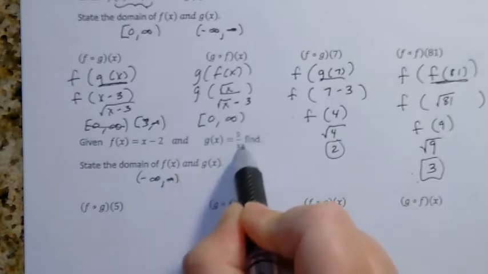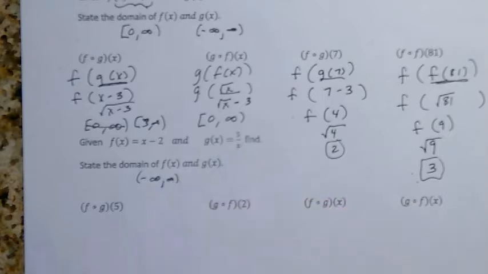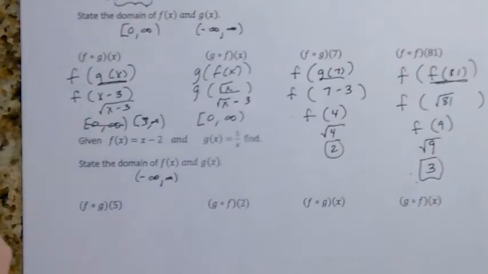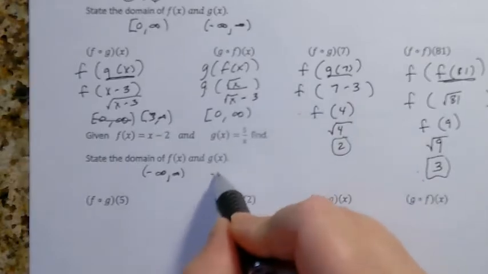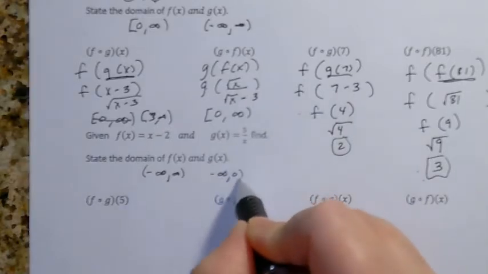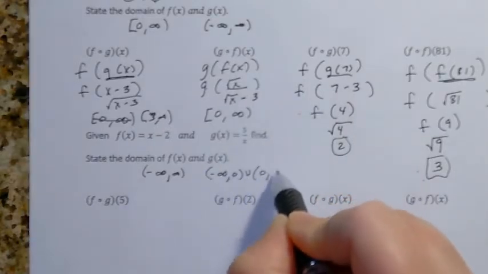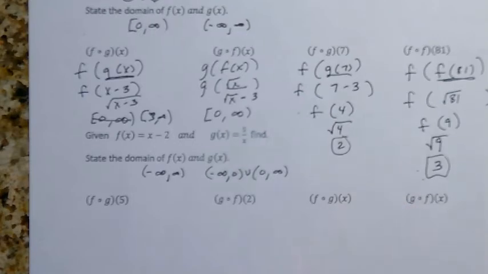This one we haven't talked about yet, but we do know that we have a restriction. There's one number that I can't put on the bottom, and that number is 0. So this one, the domain is going to be every number except for 0. So I'm going to stop it at 0 and start back up, and it'll look like this.